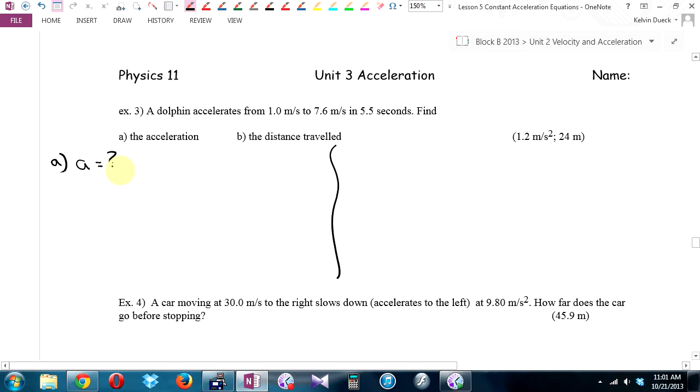Now let's look for physics words and numbers. I see that 1.0. It's meters per second, so it's a velocity. Which one? Alex. I see that 7.6. How do you know it's V final? First of all, you know it's a V. Why?